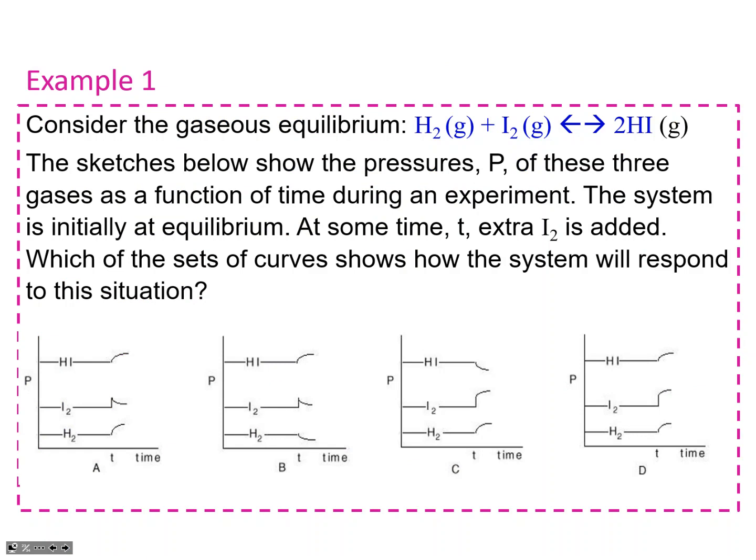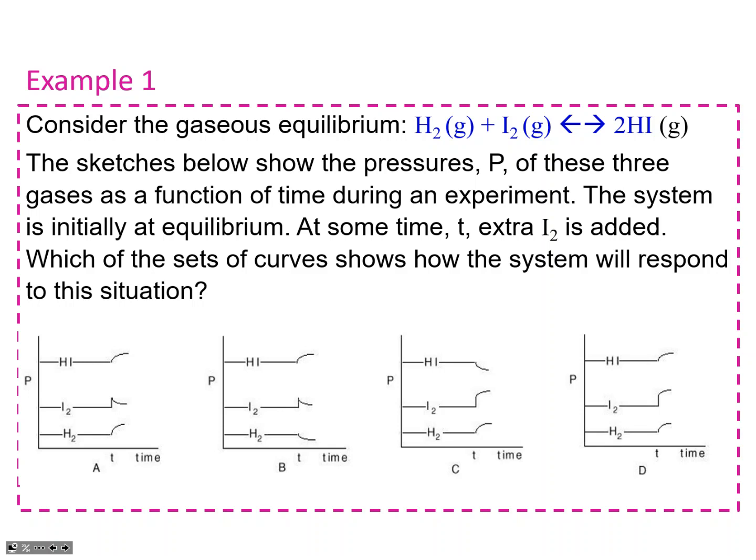All right, so our first multiple choice question. Here we have this scenario. They give you the reaction above. H2 plus I2 gives you 2 hydrogen iodide. They show the partial pressures in these graphs as a function of time, and at a certain time t, extra I2 is added. So which one is going to represent what it's going to look like to get back to equilibrium?